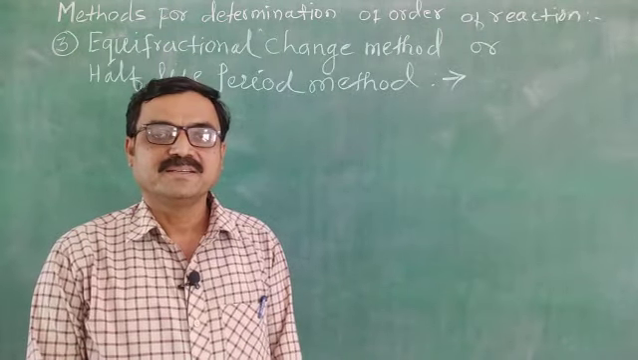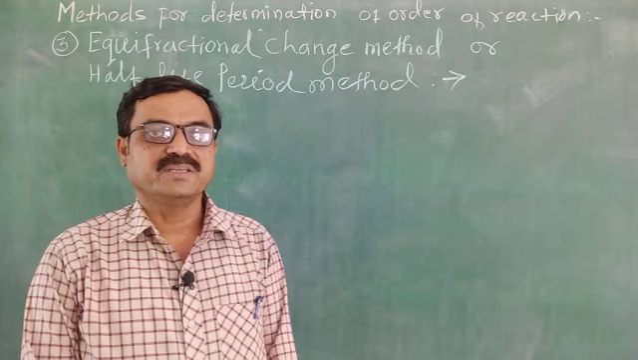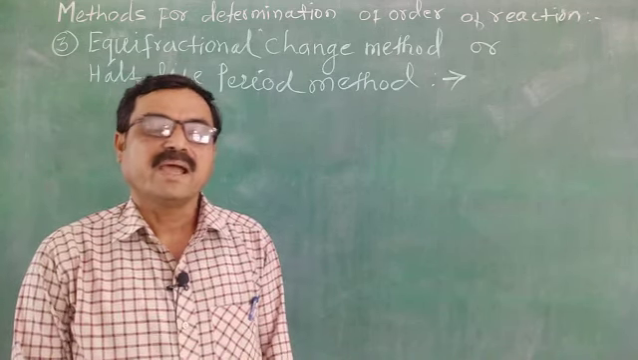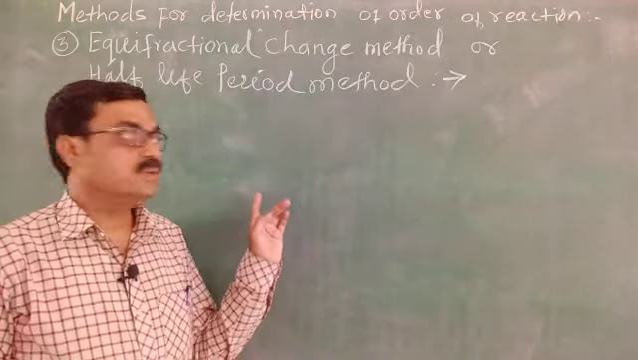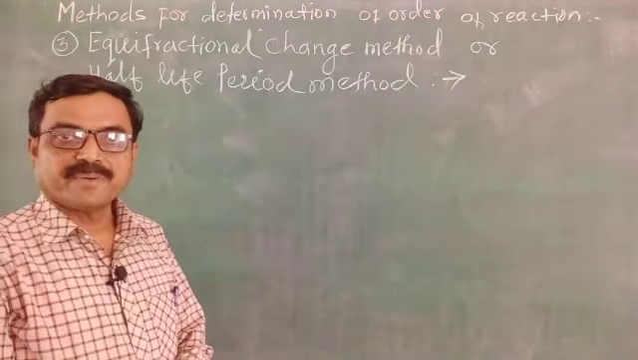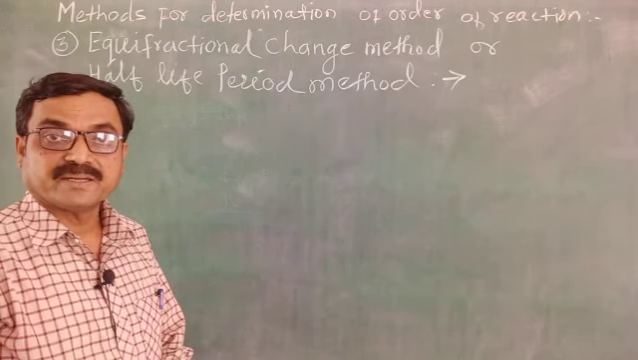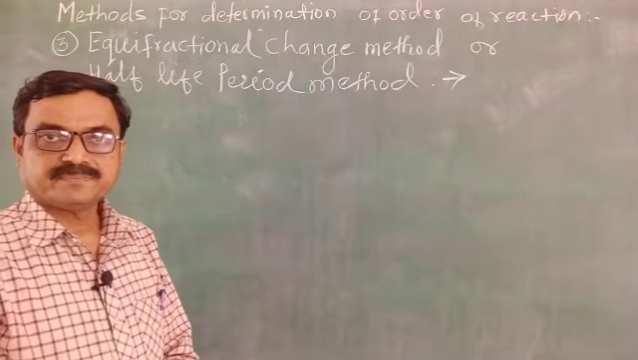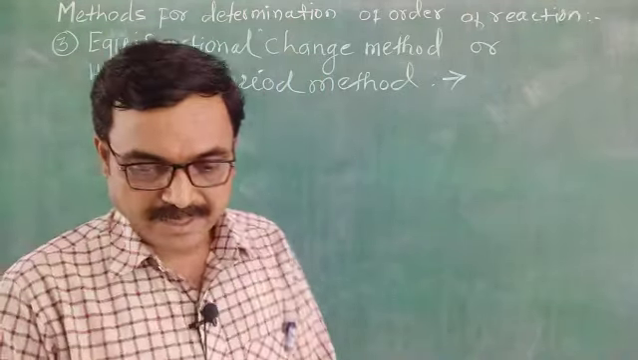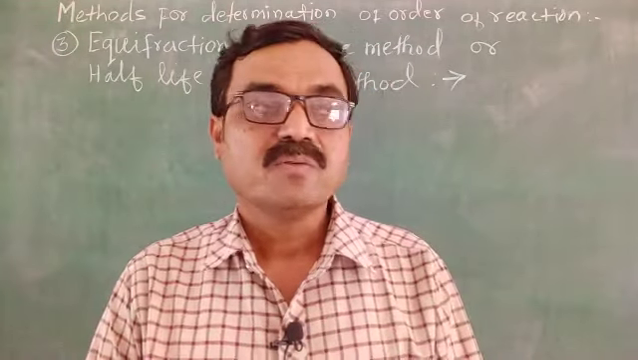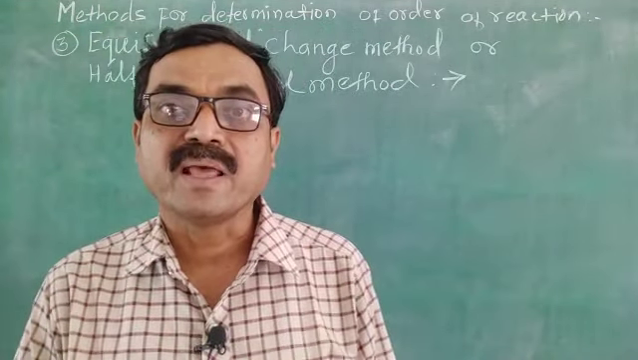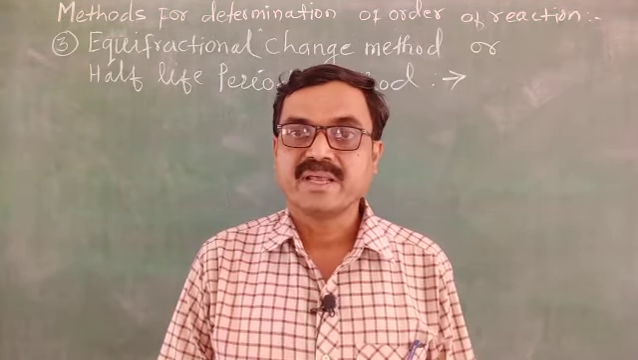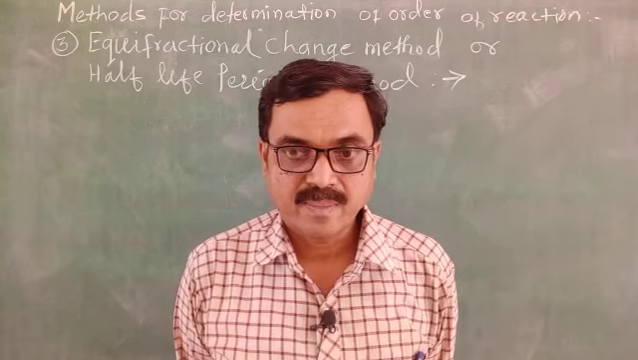Hello students. Now friends, today we have to see the third method for the determination of order of reaction. This third method is the half-life period method, and sometimes it is also called the equifractional change method. In this half-life period method, we must know about the half-life period of zero order reaction, first order reaction, second order reaction, and so on.